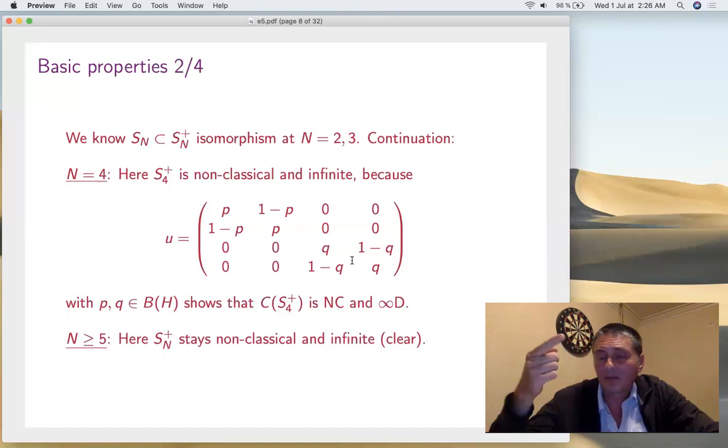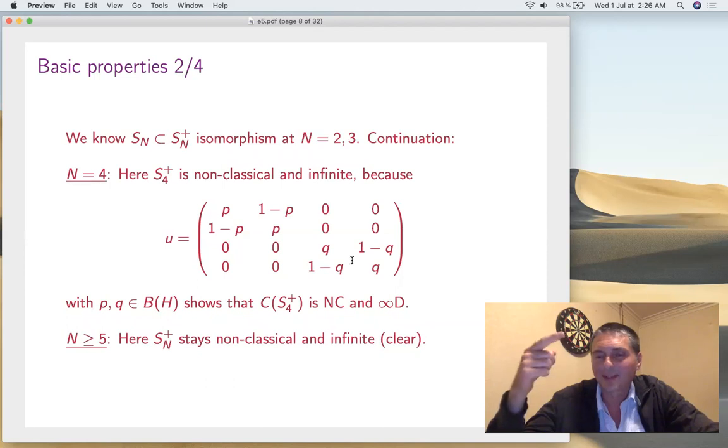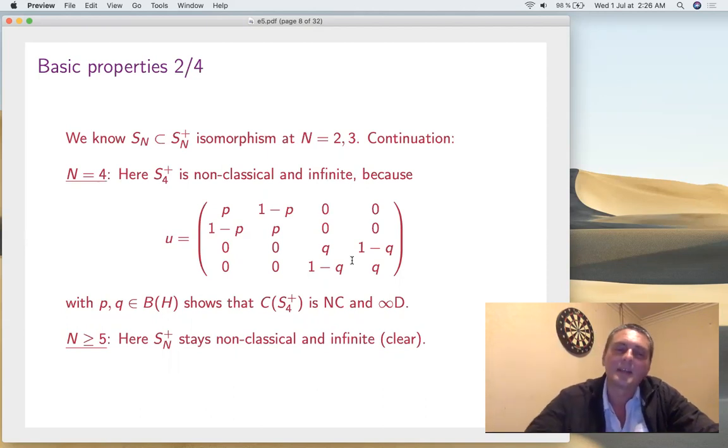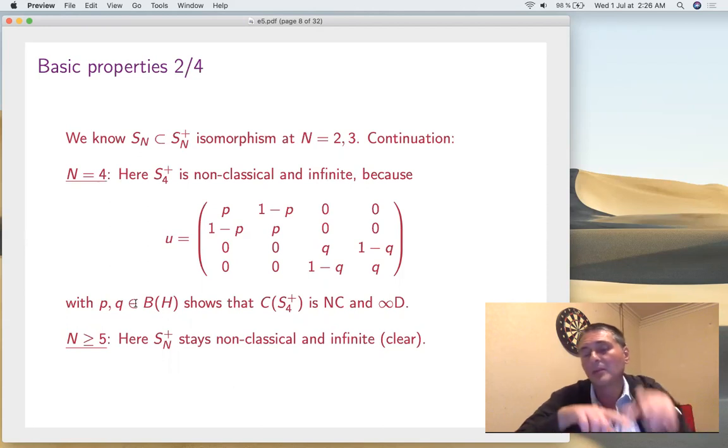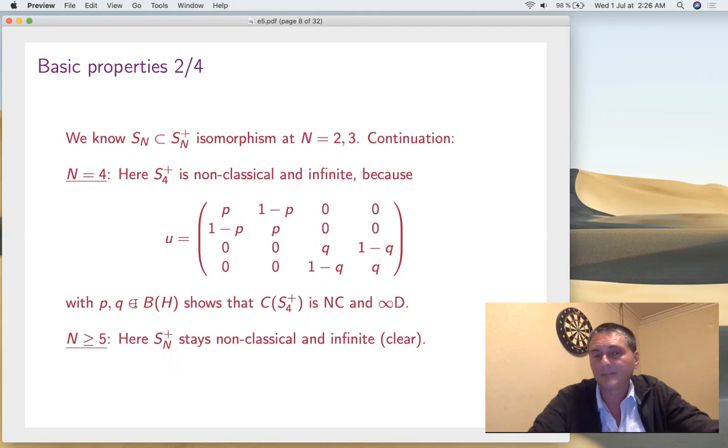Now, P and Q, of course, can be chosen not to commute. This means that S4 plus is different from S4, right? Because it must be non-classical, the algebra being non-commutative. Also, if we want, you can choose P and Q to generate an infinite dimensional algebra. This means that C of S4 plus is infinite dimensional, so S4 plus is infinite.